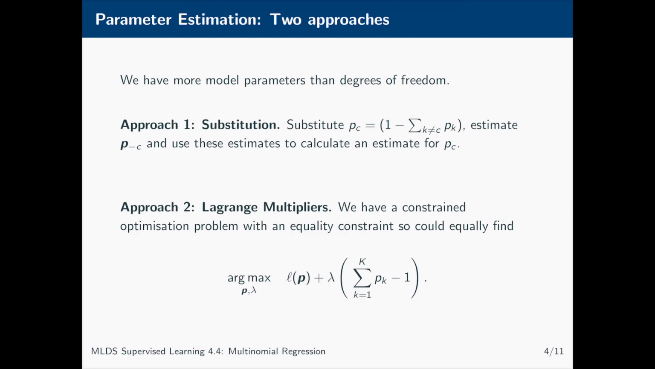An alternative approach would be to use the Lagrange multiplier technique to solve the constrained optimization problem given here. So we're maximizing the Lagrangian expression over values of P1 to Pk and lambda. The resulting point estimates are highly intuitive. They're simply the sample proportions within each category.